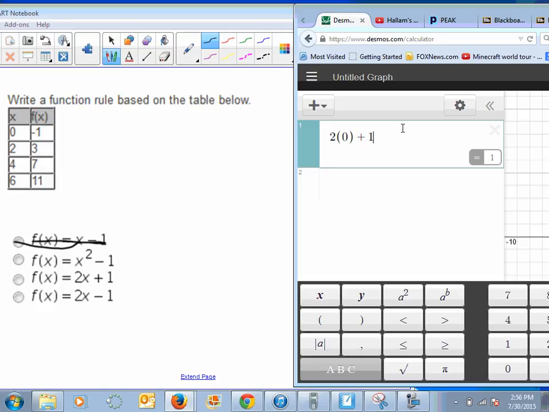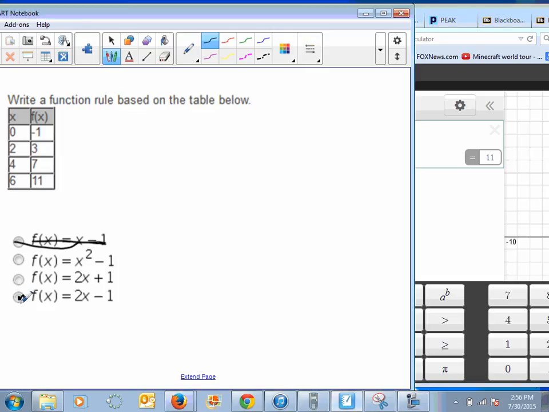It's got to be this last choice, but just to show you why that's right: 2x minus 1 gives negative 1. Now plug in a 2. You get 3, which is good here. Make it a 4. We should get 7, and we do. And when we get 6, it should be 11. This means this right here is what we're looking for.